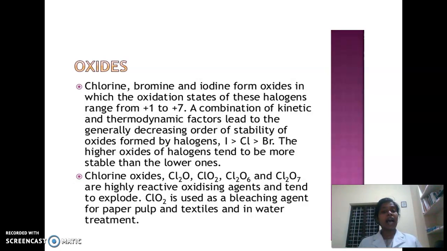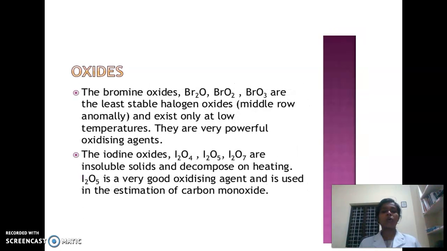Chlorine, bromine and iodine can form oxides with variable oxidation states ranging from +1 to +7. And we can identify the decreasing order of stability of oxides as iodine greater than chlorine greater than bromine. Chlorine forms various oxides like Cl2O, ClO2, Cl2O6, Cl2O7, etc. So it acts as a highly oxidizing agent. Chlorine dioxide acts as a bleaching agent for paper pulp and textiles, and is also used in water treatment.